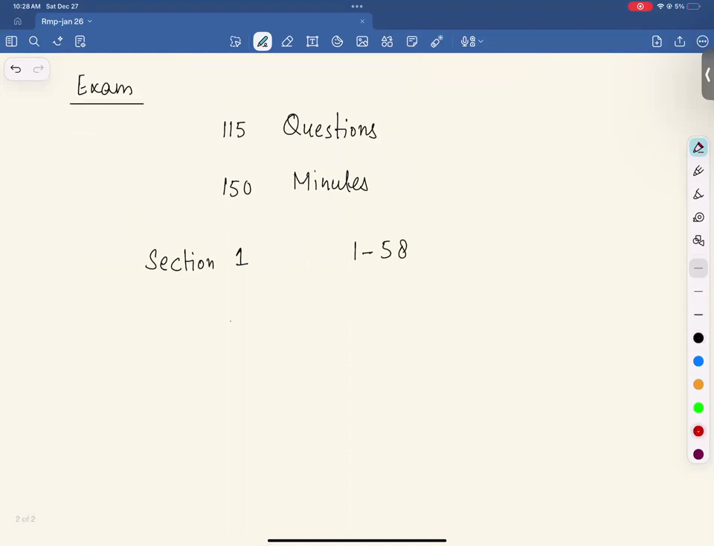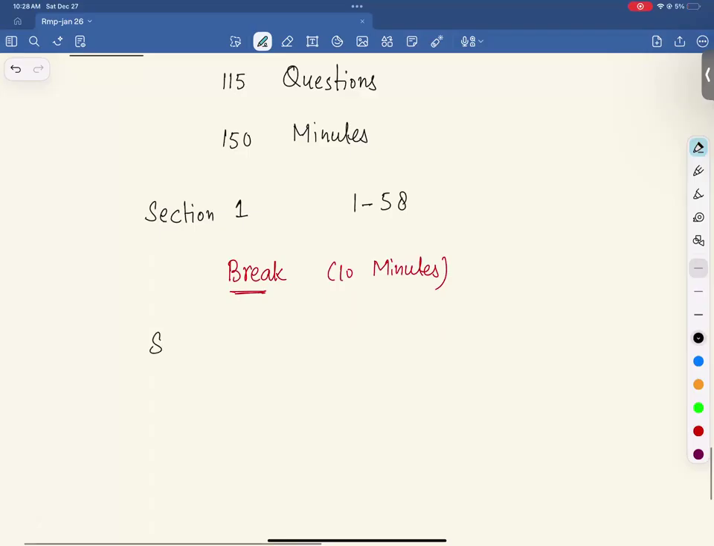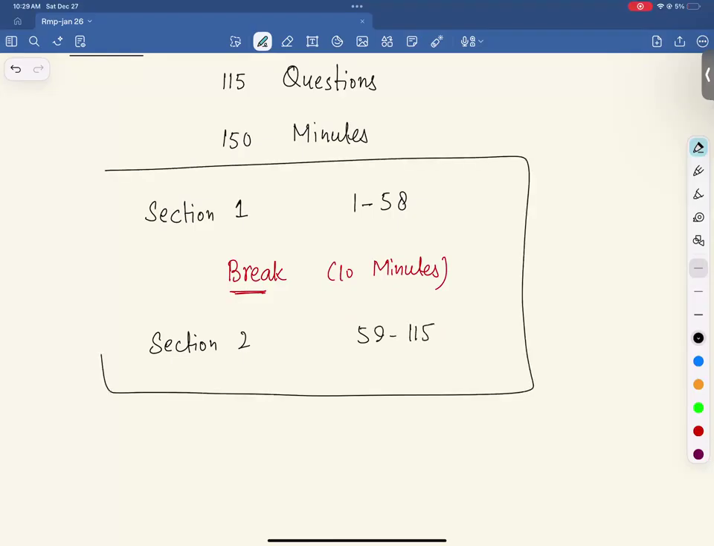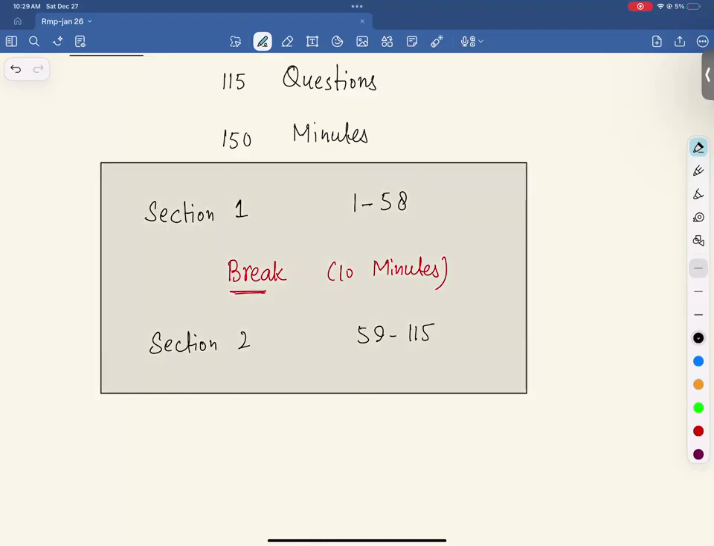And then there would be an optional break, right? For 10 minutes. And after the break you will have the second section. In section 2 you will have questions 59 to 115. So the break is essential. Take the break, freshen up, and come back and complete your exam. So this is not a lot of time. This is just enough time.